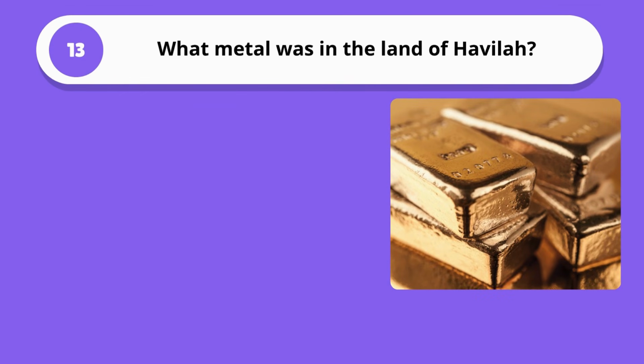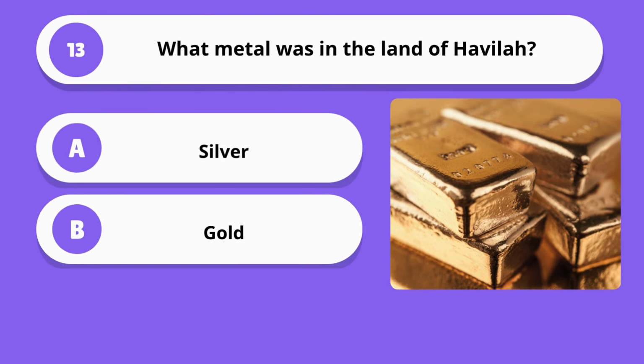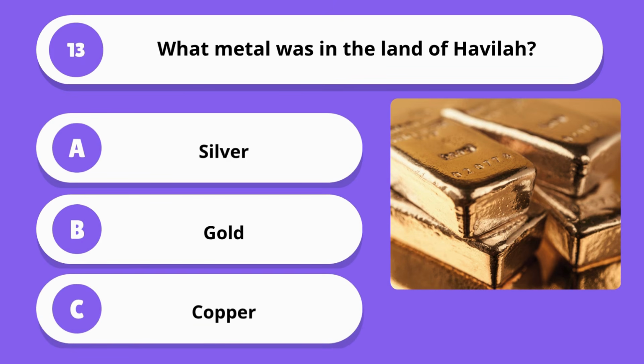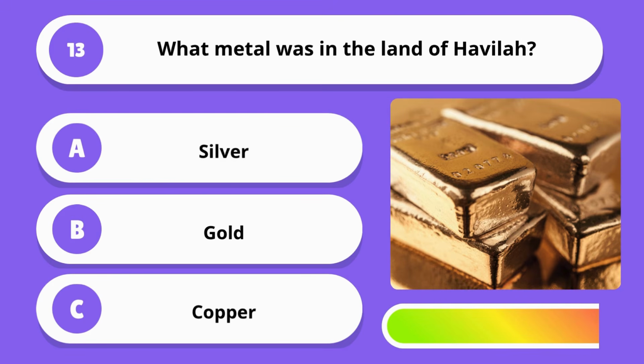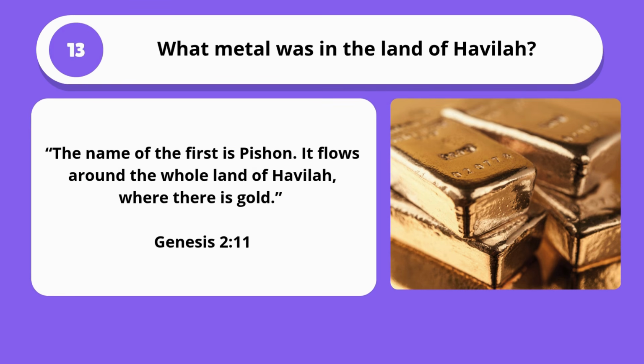Question 13. What metal was in the land of Havilah? A. Silver. B. Gold. C. Copper. The correct answer is gold. The name of the first is Pishon. It flows around the whole land of Havilah, where there is gold. Genesis 2:11. On to the next question.